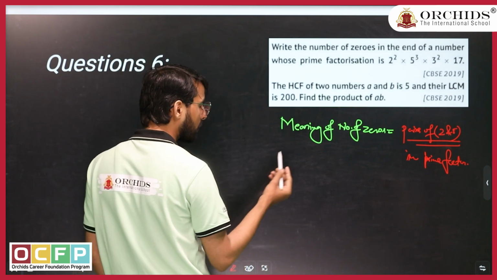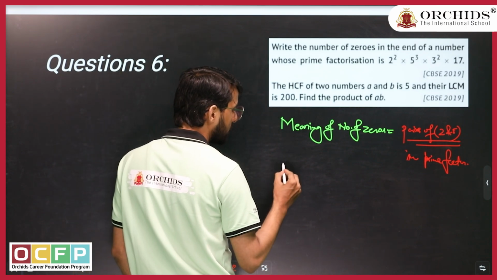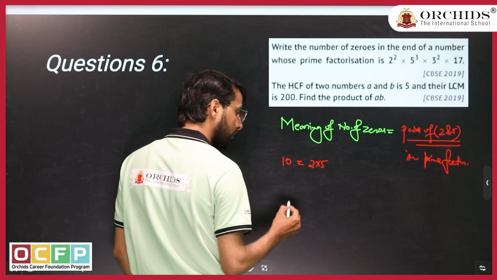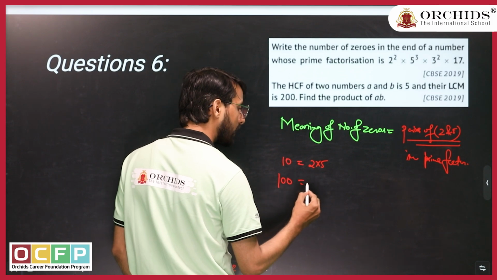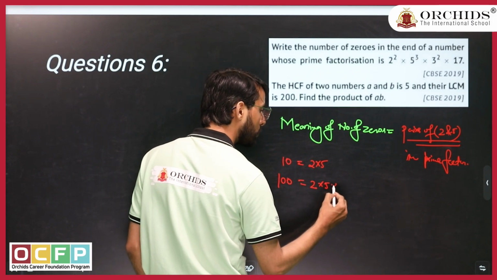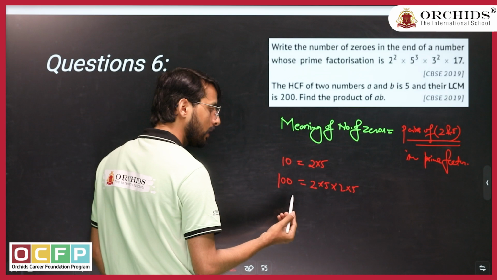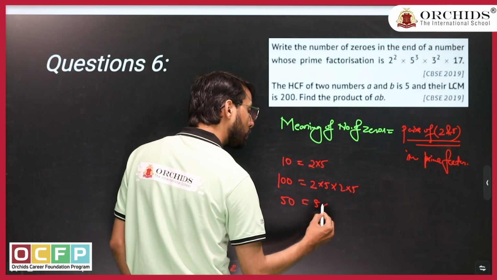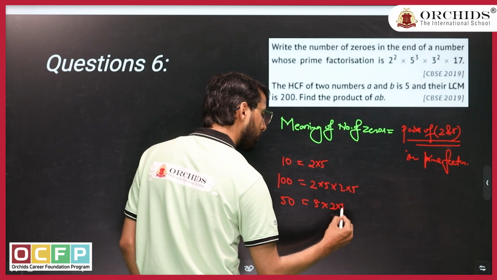Like suppose I am giving you a number as 10. 10 I can write as 2 cross 5. I am writing 100. 100 I can write as 2 cross 5 into 2 cross 5. Same way, if I want to write 50, I will write 5 into 10. 10 I can write as 2 cross 5.